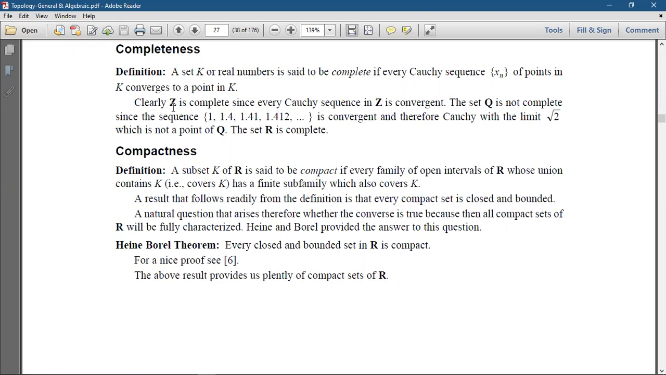Next is compactness. A subset K of R is said to be compact if every family of open intervals of R whose union contains K has a finite subfamily which also covers K. We also noted that every compact set is closed and bounded, and hence the Heine-Borel theorem states that every closed and bounded set in R is compact.